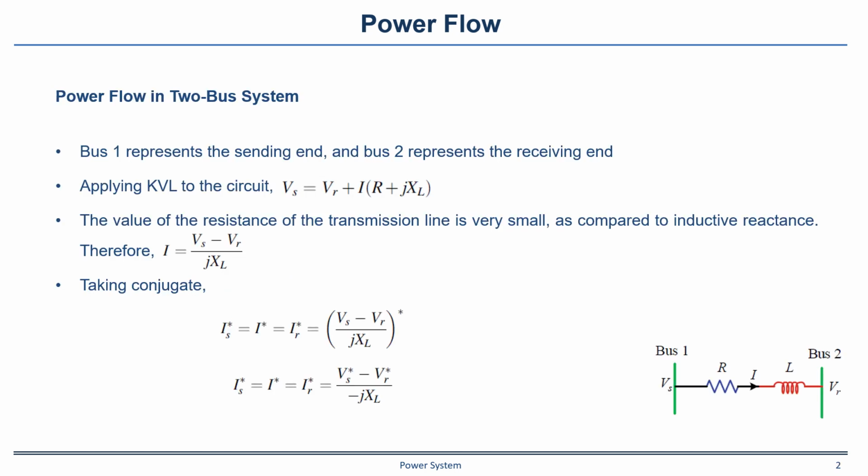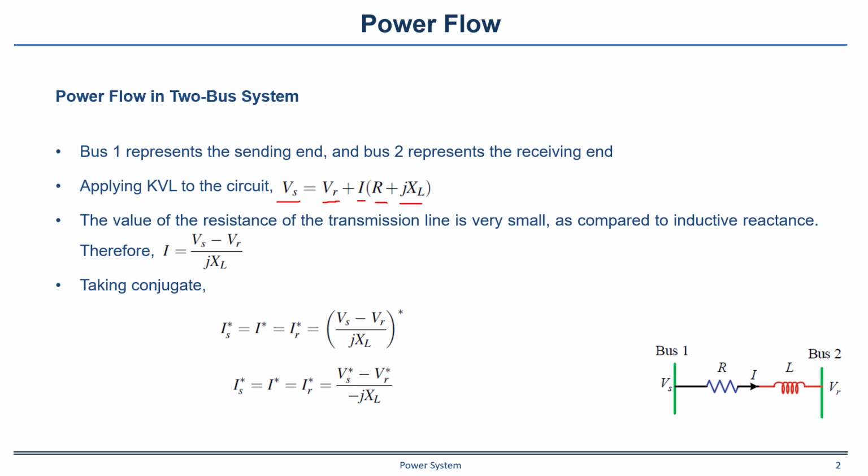So in PowerFlow, for a two bus bar system, we have here two bus bars, bus number 1 and bus number 2, and they are connected with one R and L. The current goes from Vs, the source voltage, the sending voltage, to the receiving voltage. So here, the sending end voltage is equal to the receiving voltage plus, because we have some voltage drop here, the current multiplied by the resistance plus the reactance.